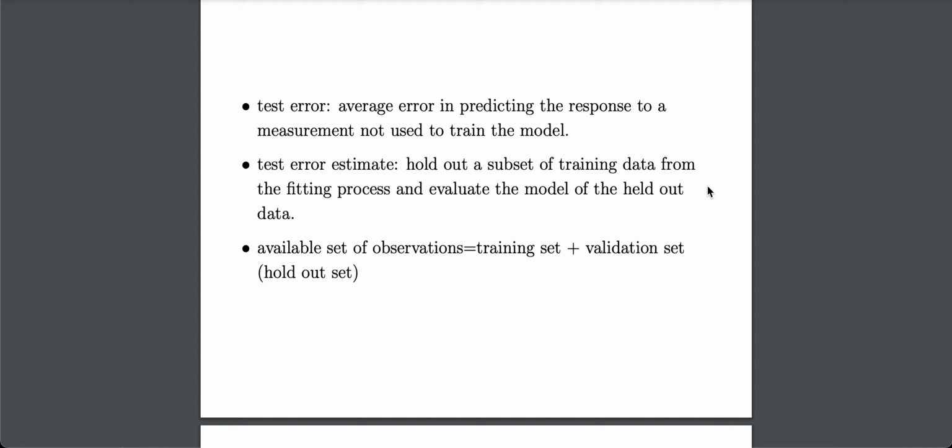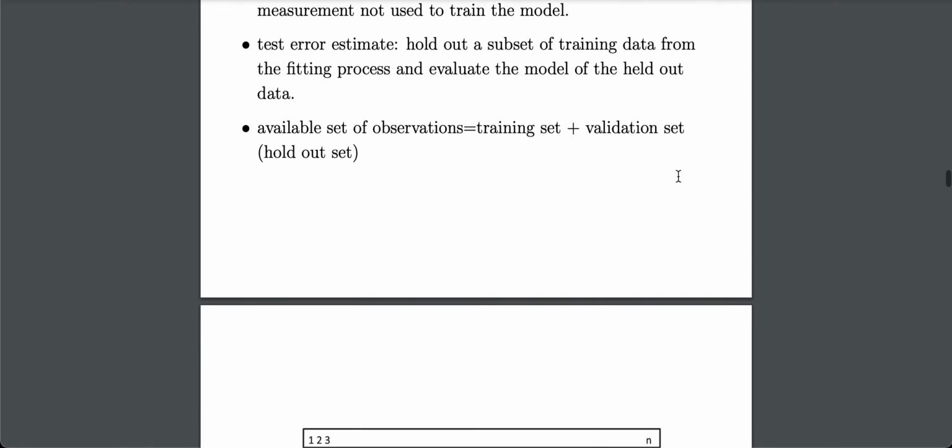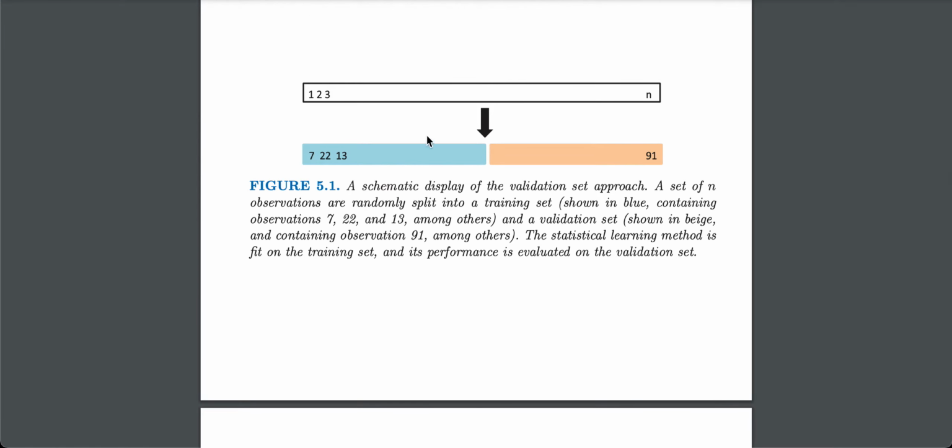How? We hold out a subset of the training data from the fitting process and evaluate the model on the held out data. So we split the available set of observations into a training set and a validation set, which is also known as the holdout set. You shuffle the data, split it into two pieces, and use one part for training, the other part for testing.